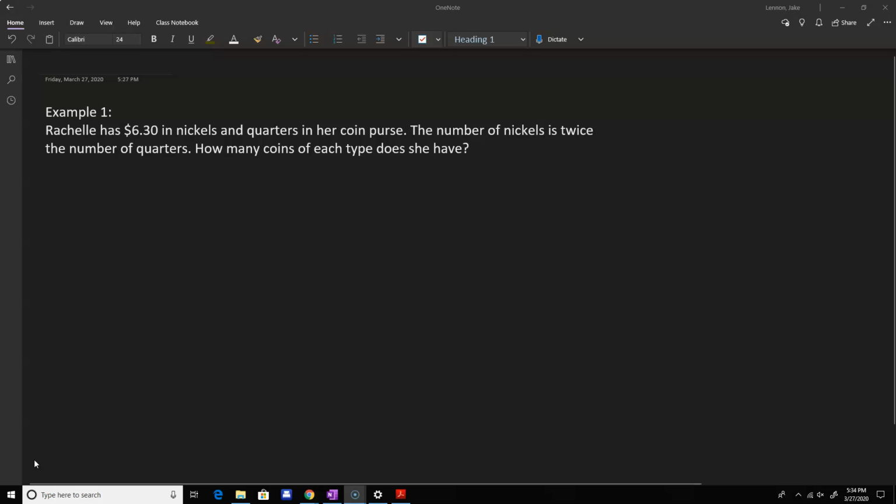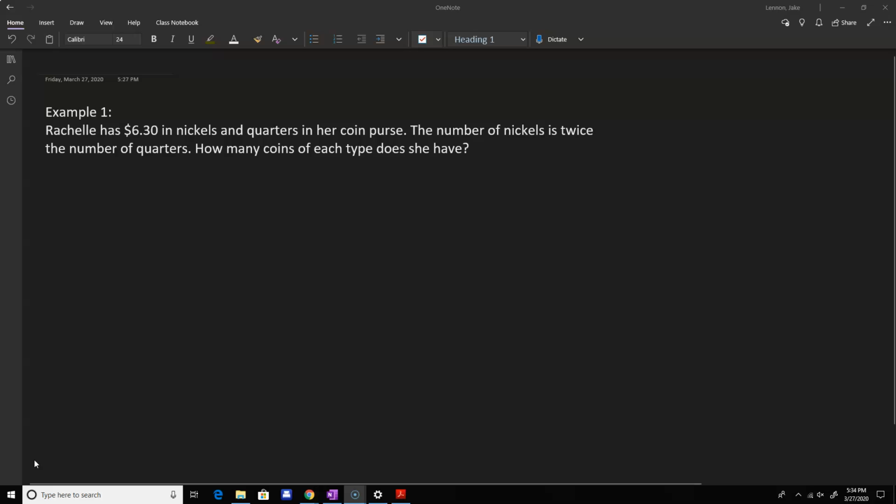So in this problem, Rachel has $6.30 in nickels and quarters. The number of nickels is twice the number of quarters. How many coins of each type does she have? I think we had a similar problem in the last video, but we were dealing with pennies and quarters. So this time we have nickels and quarters.